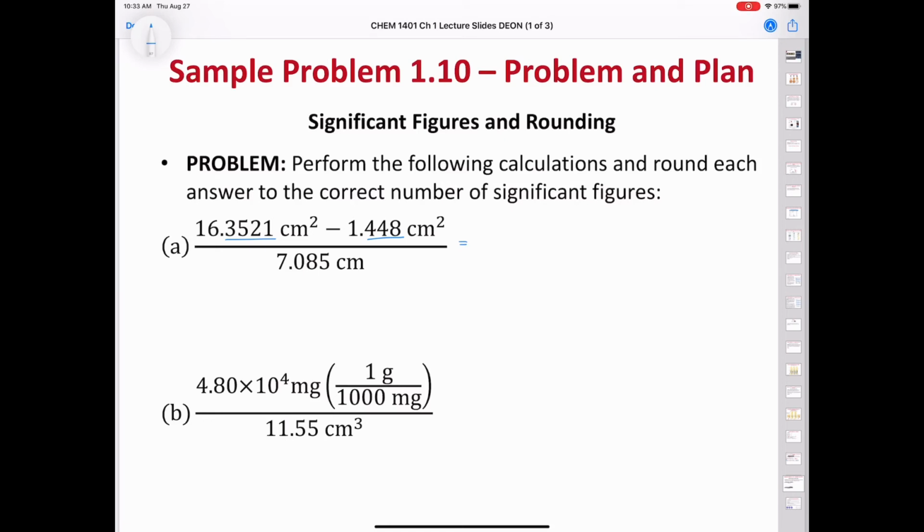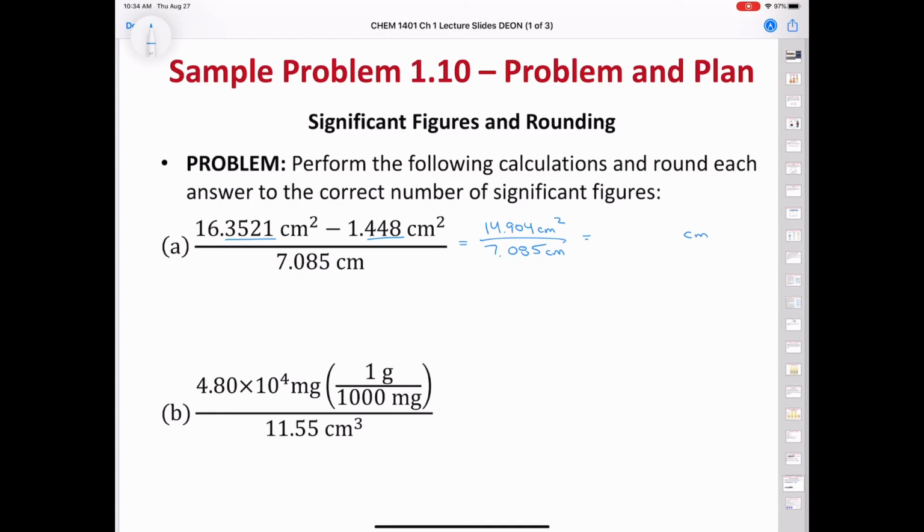You remember the rules for subtraction, that the answer can only contain the number of decimal places as the number with the fewest decimal places. And so we'll write down 14.904 centimeters squared, and then we're going to divide that by 7.085 centimeters, like that. So when we take centimeters squared and we divide it by centimeters, we end up with centimeters. And when we take 14.904 and divide that by 7.085, we end up with this big number in our calculator.